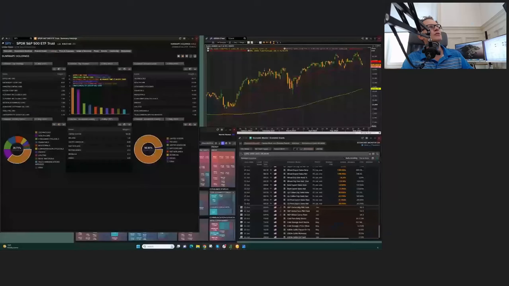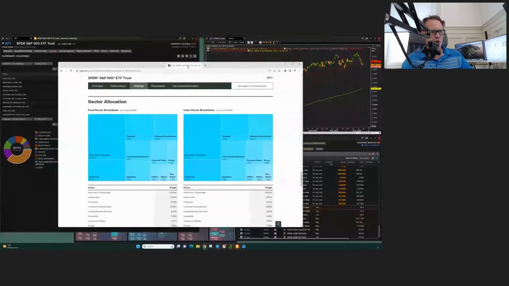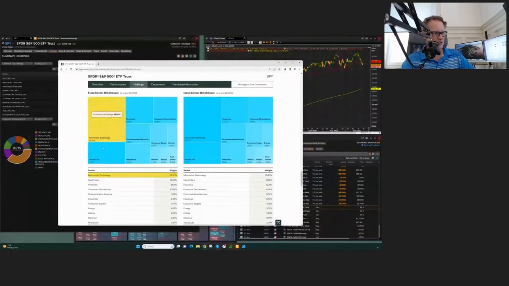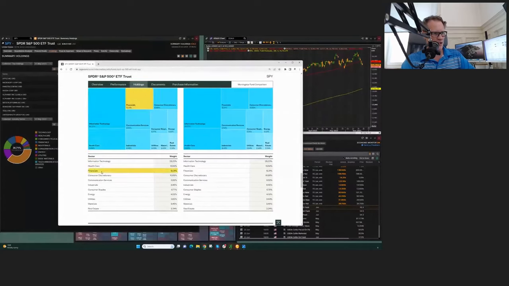So if you look at the S&P 500, it has sectors. Let me quickly find the sector thing here. Here we are. Okay. It has a bunch of different sectors. Specifically, the sectors are as follows: we have the information technology sector, healthcare, financials, consumer discretionary stocks, communication services, industrials, consumer staples, energy, utilities, materials, and real estate. So that's 11 sectors.